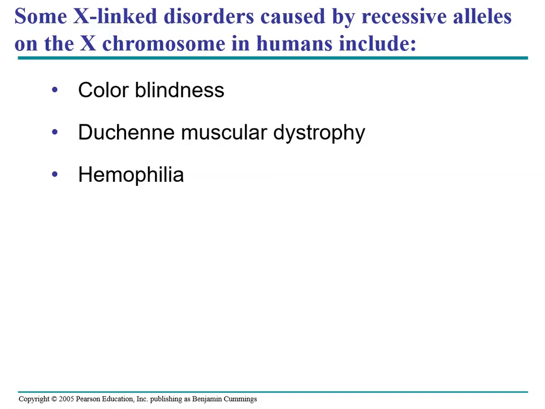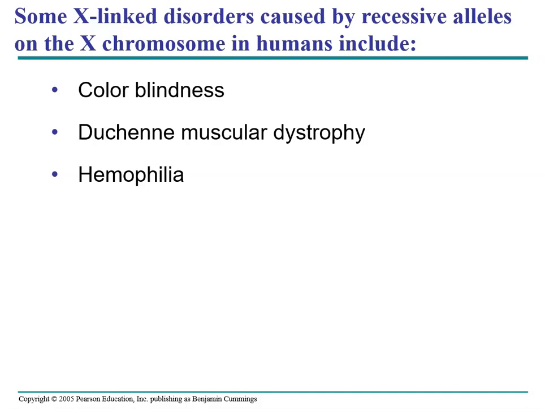Let's take a look at some of the X-linked traits in humans that, like the fruit fly eye color, have different patterns of inheritance that can be seen in males versus females. Now, these are all considered disorders caused by something that's different from what is considered normal. And they are also caused by recessive alleles linked on the X chromosome. So these include color blindness, muscular dystrophy, and hemophilia.